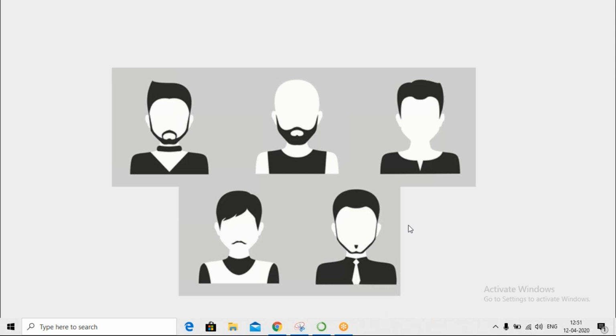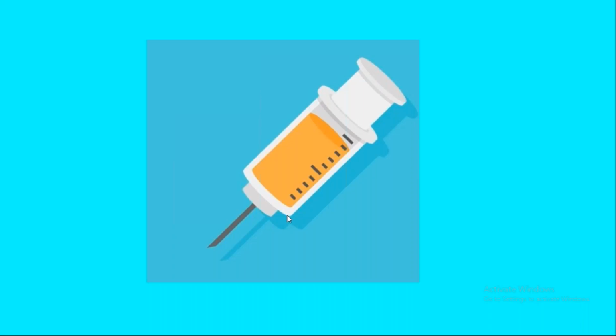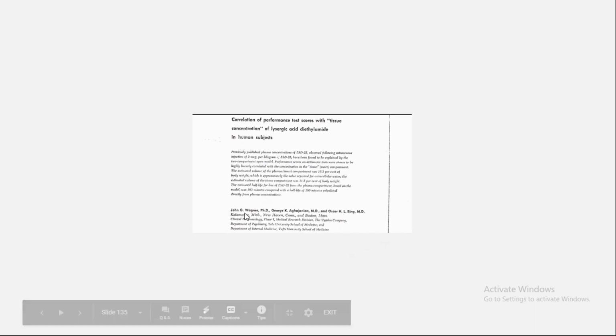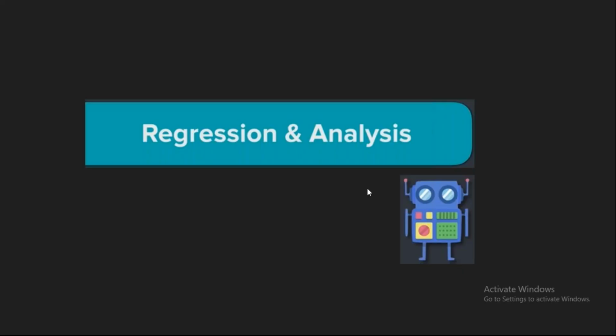So they had 5 volunteers working on the test. They gave them some maths problems to work on. You can Google the name of the test, and I'm sorry if I'm not able to pronounce it correctly. It's lysergic acid diethylamide, I guess, and this is the drug they used. The researchers' names were G. Wagner and George K. Aghajanian, MD, and Oscar H. L. Bing, MD. These were the people who conducted this research.